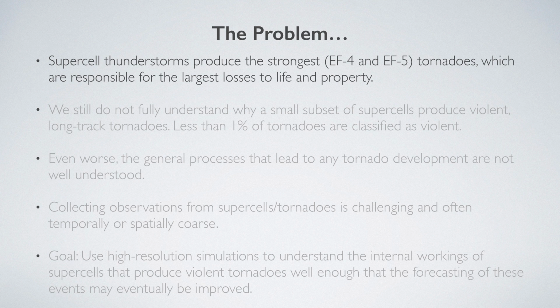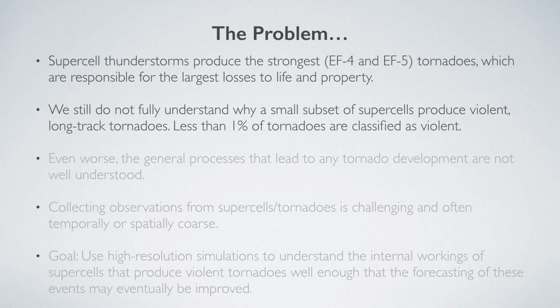But first off, the problem we're trying to use Blue Waters to solve is that supercell thunderstorms tend to be responsible for the strongest and deadliest tornadoes in the EF4 to EF5 damage rating range, which again are responsible for the largest losses to life and property. But we don't fully understand why these storms develop, as they are only a small subset of all tornadoes, and even at that, of all supercells. Only 1% of tornadoes are classified as violent, and only approximately a quarter of supercells produce tornadoes.